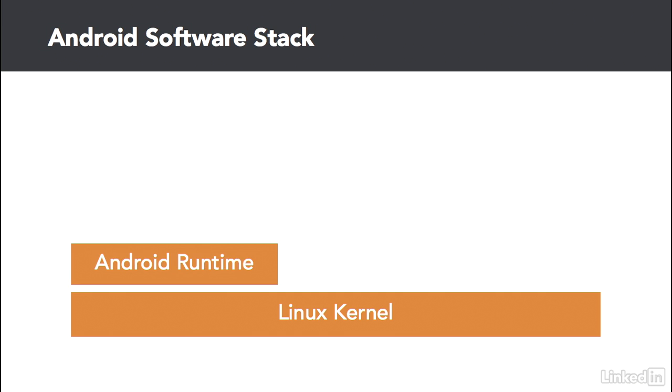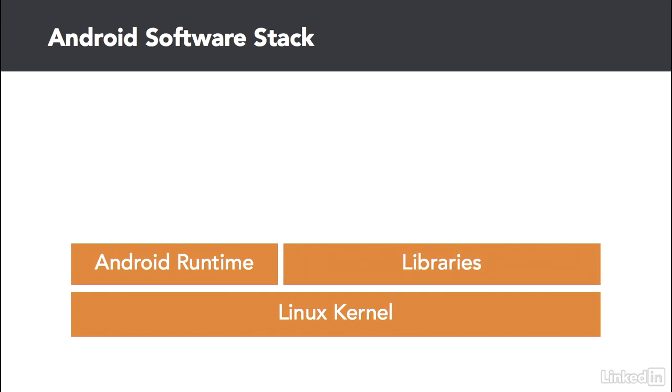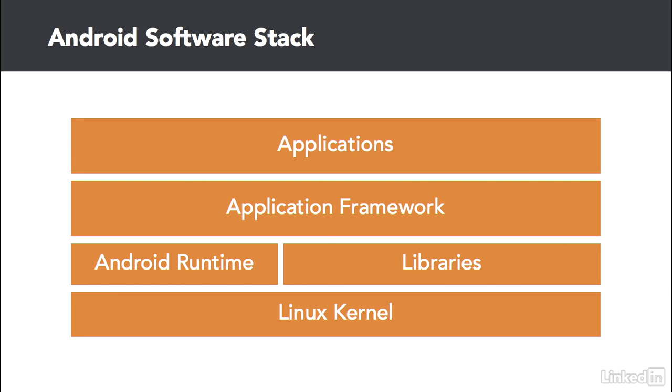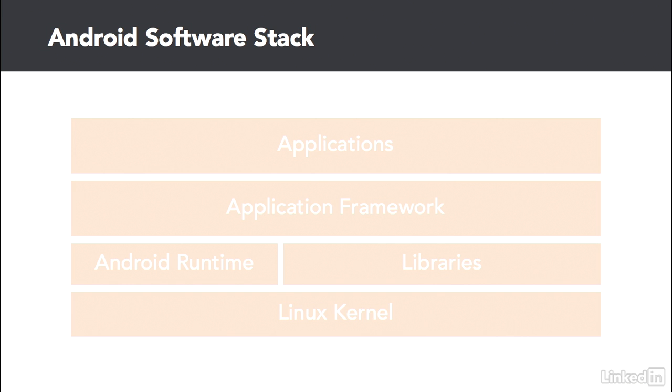On top of the kernel is the Android runtime and a set of libraries that enable the operating system's behaviors. The next level up is the application framework, which sits on top of the Android runtime and the associated libraries. And then finally, at the top are the apps themselves, including those that are included with the operating system and those the user installs. Let's break down each of these layers.